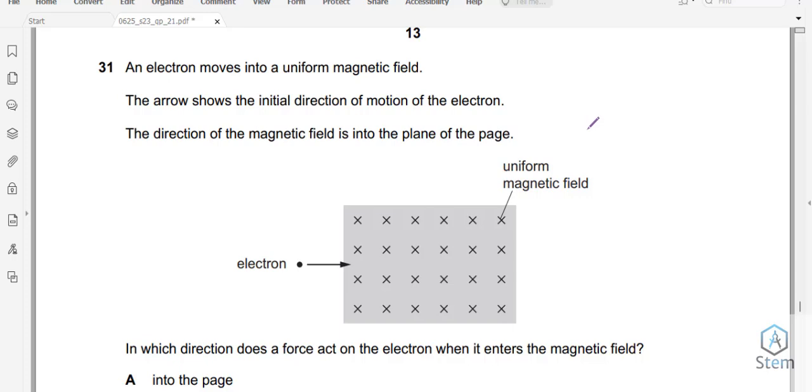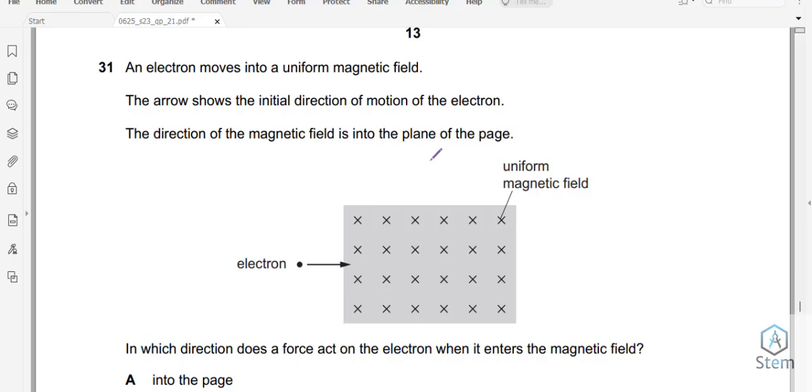Number 31. An electron moves into a uniform magnetic field. The arrow shows the initial direction of the motion of the electron. The direction of the magnetic field is into the plane of the page. In which direction does a force act on the electron when it enters the magnetic field? Okay, when an electron or a charged particle experiences a force inside a magnetic field, that is an example of the motor effect. So, with the motor effect, you use the left-hand rule.